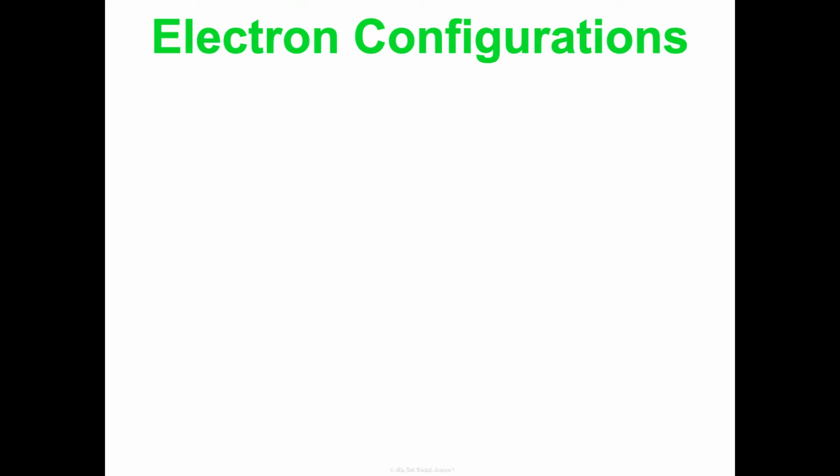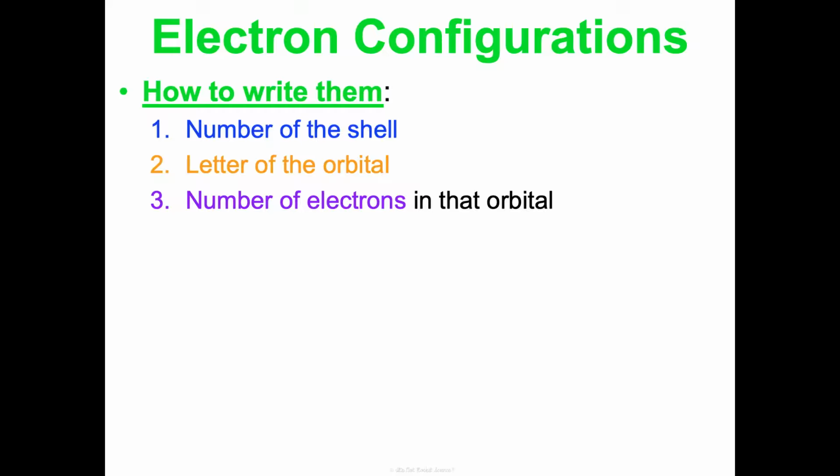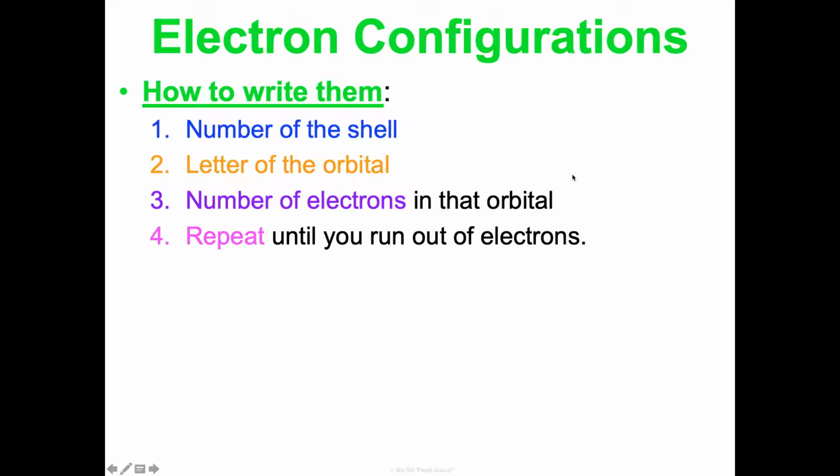Okay? Now, let's talk about how to actually write these so you can have context for what I'm talking about. So first thing, if you're going to write the electron configuration, aka the arrangement of all the electrons in an atom, here's what you're going to do. First, you'll write the number of the shell that the electrons are in. Then you'll write the letter of the orbital. Then you will write the number of electrons in that orbital. It will be a superscript. Then you will repeat until you run out of electrons, and then you need to double check your work, either by looking at that periodic table or looking at that diagonal rule. Okay, so let's do an example.